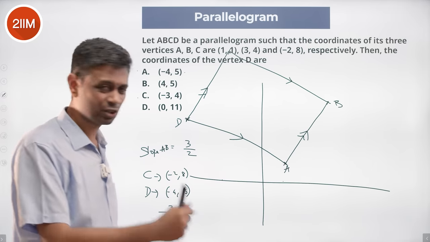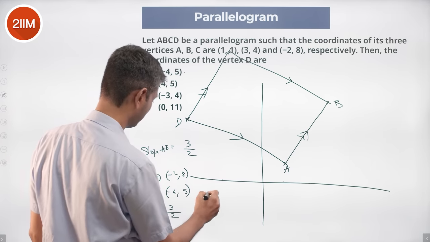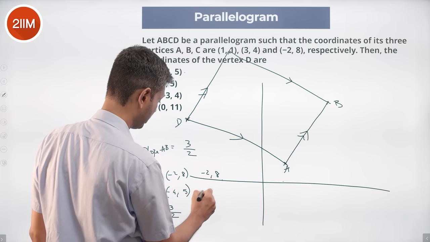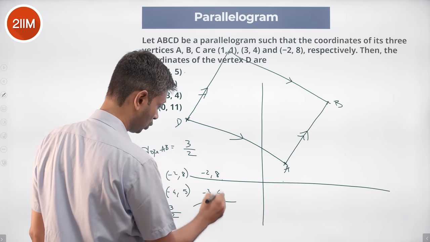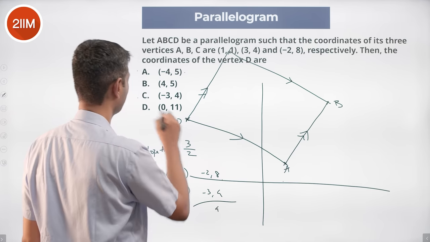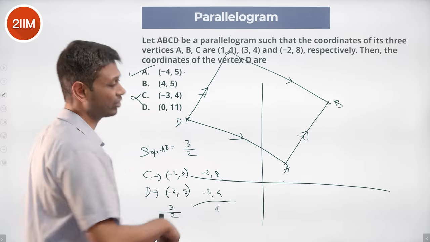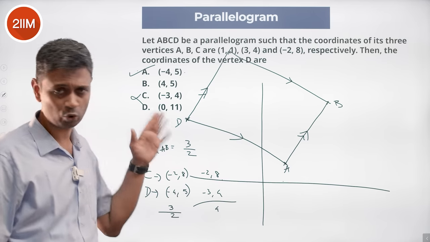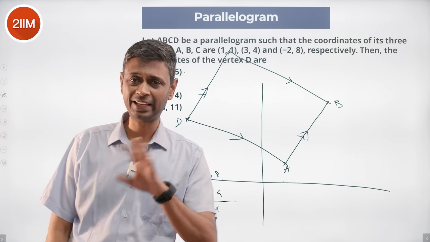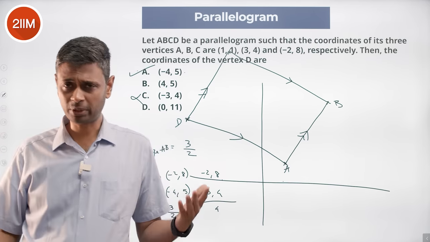Now we need to do the other slope. Before that, we can find this one: (-3, 4) and (-2, 8). The slope would be 4 by 1. So this doesn't work. We can go for this as the answer. It looks from the diagram, it's going to be like that. I'm backing my diagram drawing skills. Sometimes it pays off, sometimes it doesn't pay off.